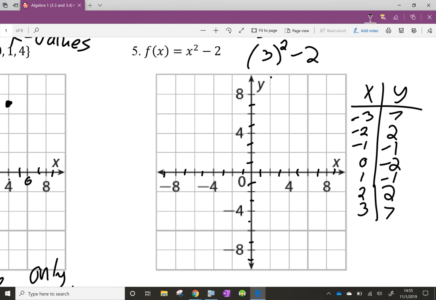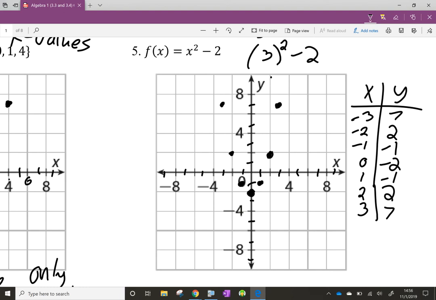Okay, that one messed up. There we go. So -3, +7 will be right here. -2, +2 will be here. -1, -1 will be right there, right on top of that. 0, -2 will be right there. Hopefully, again, you can see that. 1, -1 would be here. We have 2, +2 here, and then we have 3, 7, which is there.